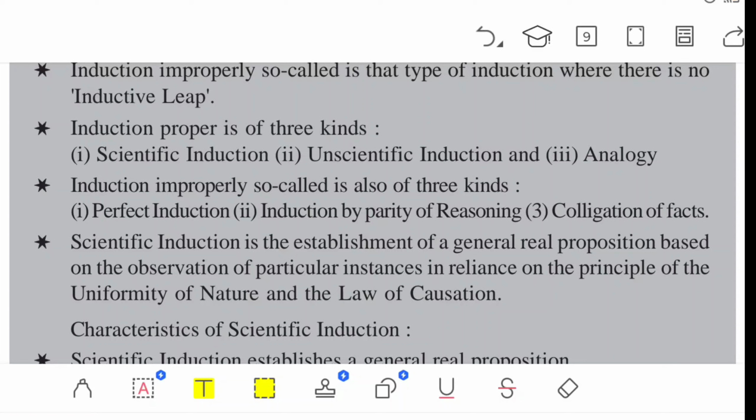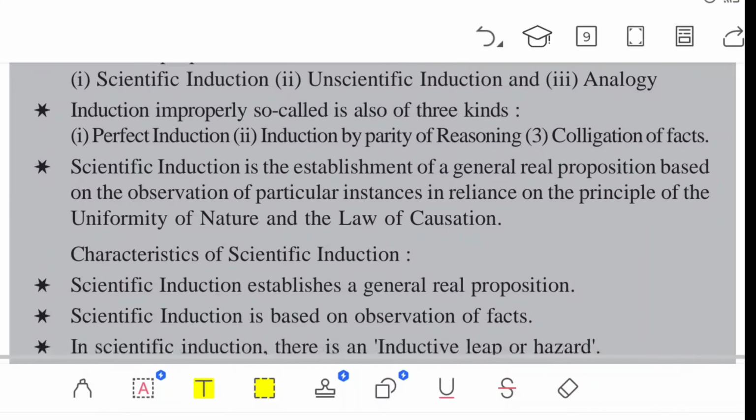That is why these inductions have conclusions which are not certain in nature. The conclusion of these 2 are very probable in nature, not certain in nature. Okay, scientific, unscientific and analogy. And we also discussed the characteristics of the 3. So you read the characteristics again for revision, right? And we also learned that induction improperly so called has also 3 kinds: perfect induction, induction by parity of reasoning, and colligation of facts, right?